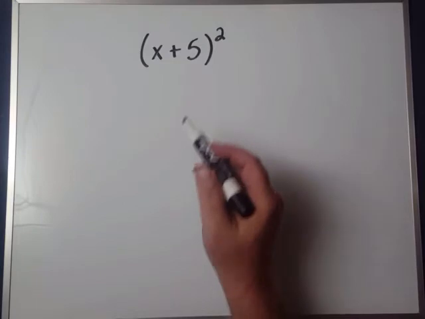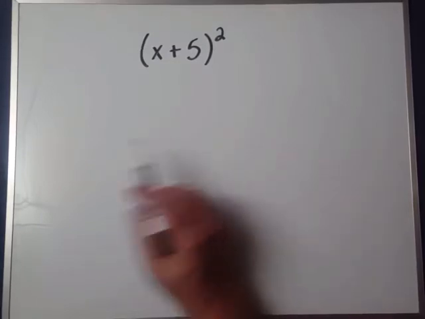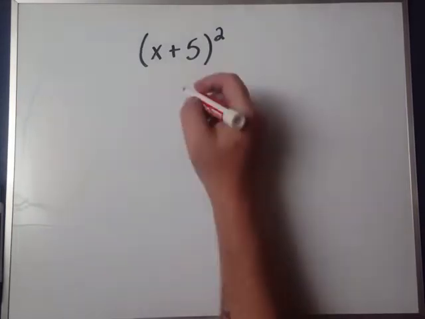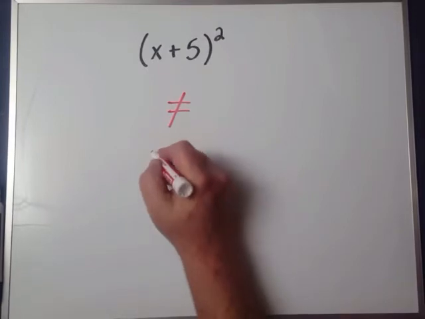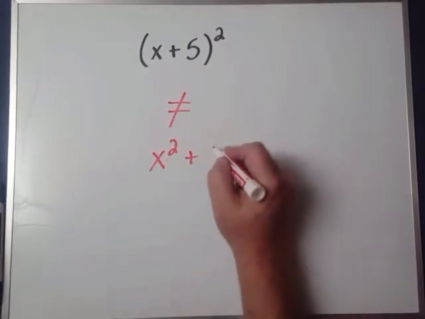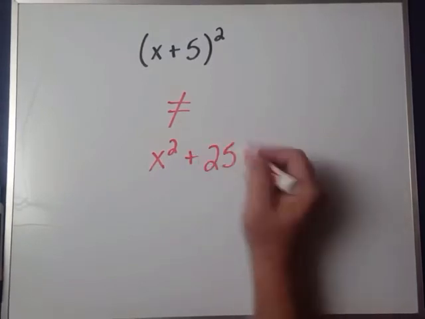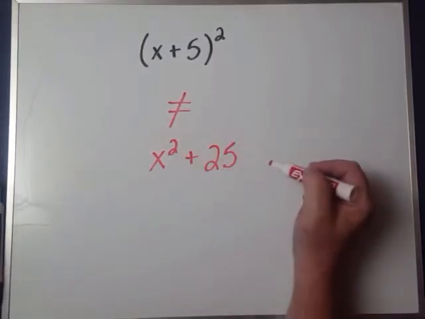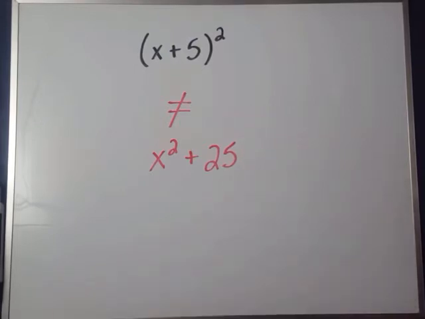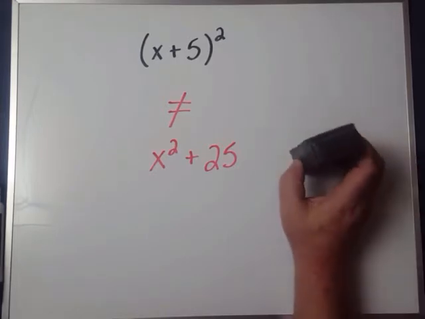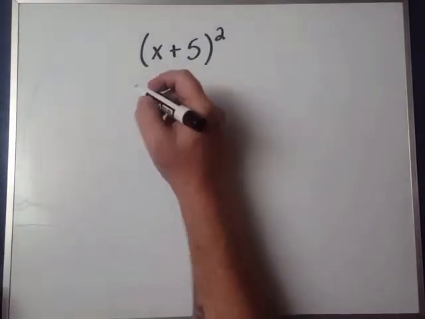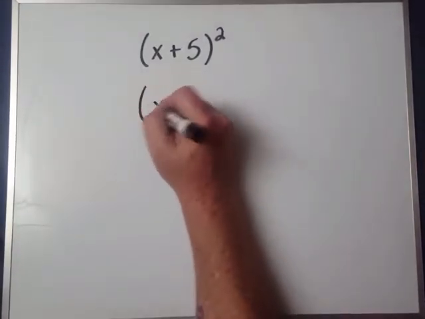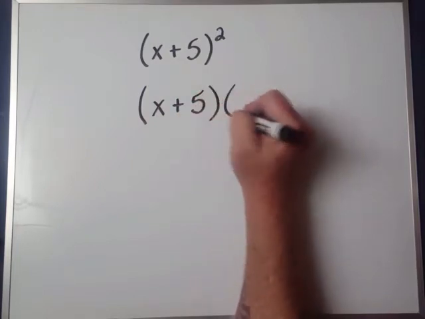Now at this point, you should recognize that is a FOIL problem, because what have we said? You cannot distribute a power over a sum or difference, so this is not in any way equal to x squared plus 5 squared. You can't do that. This is what I've called an unforgivable mistake. And if you do this, there's absolutely no partial credit that I'm going to give you on a problem like this. If you're squaring a binomial, we know what it means to square. It means to multiply that binomial times itself. And it turns out we've got a FOIL problem.